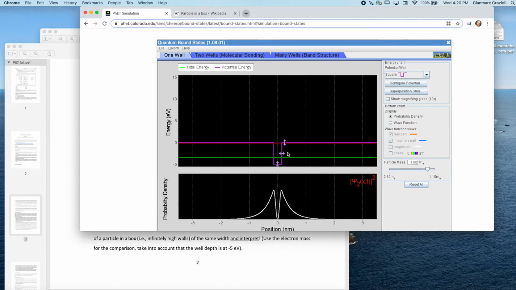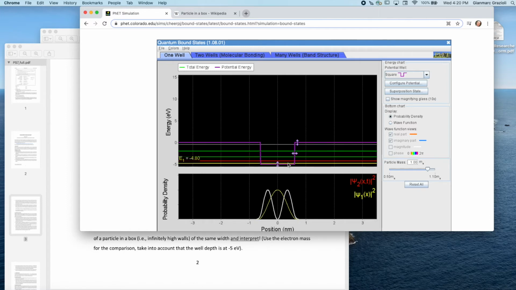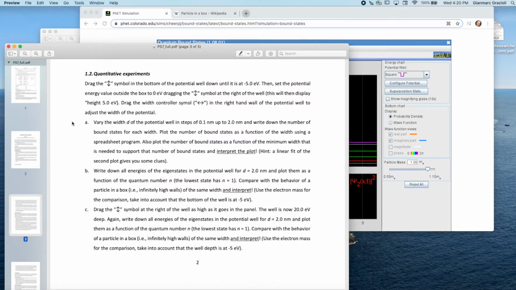But anyway, so there's that. We go one more step. So you get the idea. Basically, every step of the way, you're going to record the width and how many bound states are in there. So right now, the width is 1.2 nanometers. We got 1, 2, 3, 4, 5 bound states. So that's how you do 1.2 part A.